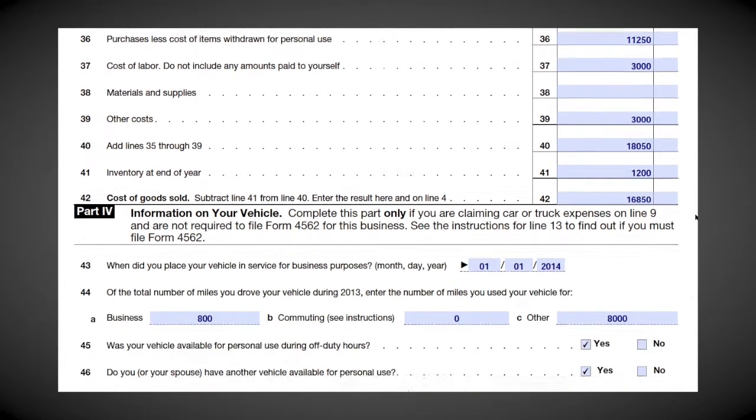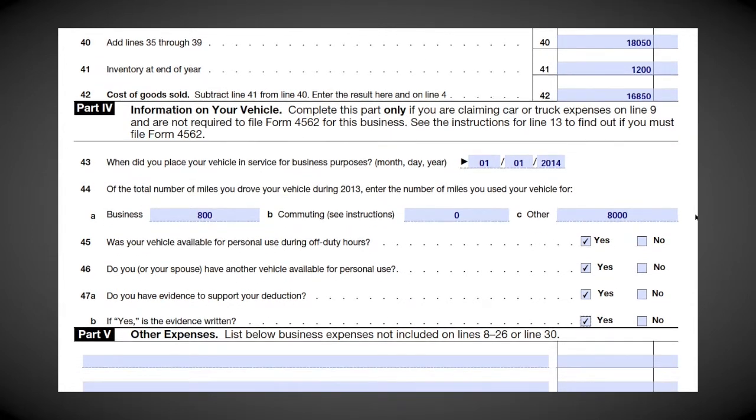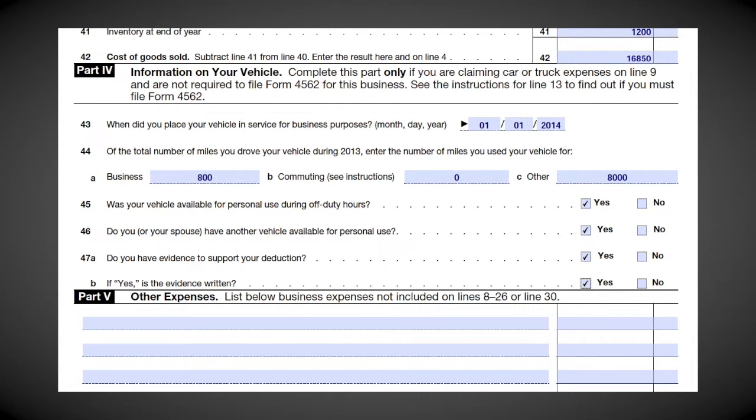Part 4 reports your vehicle information. For the simple vehicle deduction, business miles times the standard mileage rate of 56.5 cents for 2013 equals your vehicle expense deduction in Part 2. Taxpayers are also asked if they have written documentation for these miles, as a vehicle logbook with detailed mileage documentation is required in the event of an audit to substantiate the vehicle deduction. The last section allows owners to report descriptions of expenses reported under other expenses in Part 2.